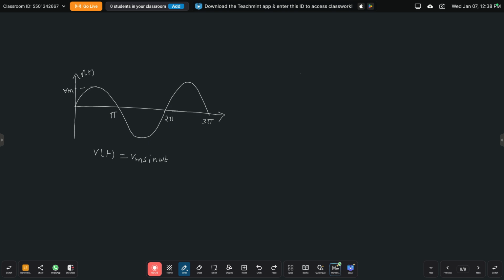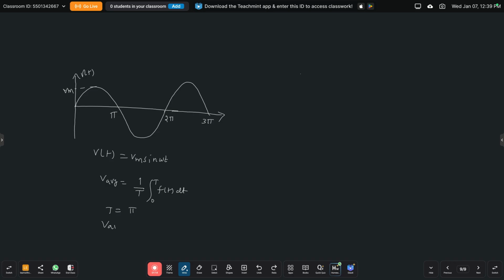Now, how to find the average value? As we know, the average value is 1 by T integral 0 to T f of t dt. But as this is a symmetrical waveform, when we find the average value, the time period can be considered as only half the period. Why? Because if you take a full cycle, then the average of the positive instantaneous values and the negative instantaneous values you are going to get as 0. So therefore the time period here you have to consider as pi.